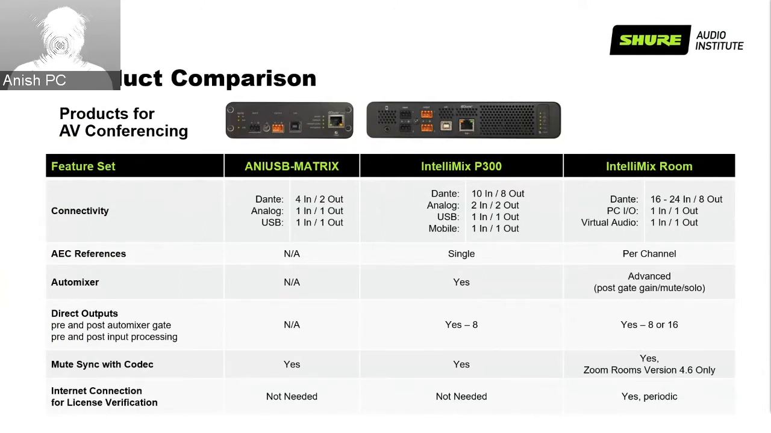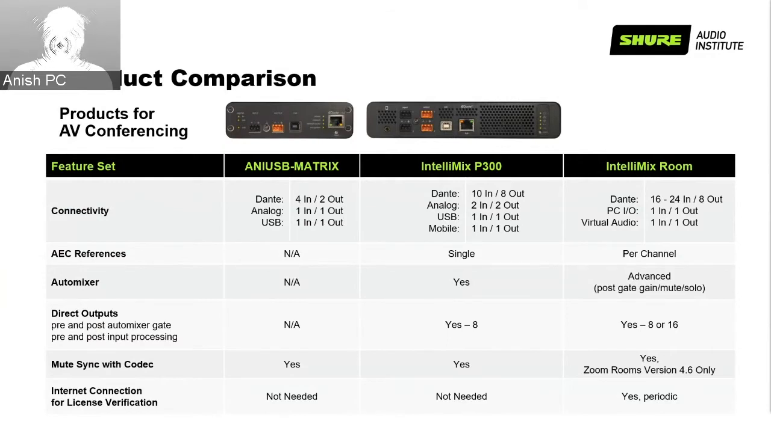When you compare direct outputs, the any USB matrix does not feature any direct outputs, while the P300 has 8 direct outputs, and IMX Room can give you 8 or 16 outputs. Mute sync is supported on the any USB matrix and the P300. IMX Room currently offers mute sync with Zoom Rooms version 4.6.